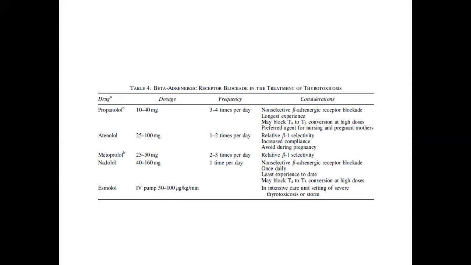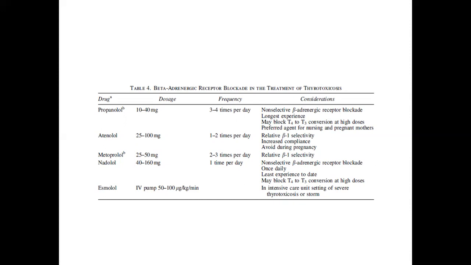The other agent is atenolol, and the dose range is between 25 to 100 mg. It is given 1 to 2 times per day. It has a relative beta-1 selectivity. There is increased compliance, and it should be avoided during pregnancy. Metoprolol, the dosage ranges between 25 to 50 mg. It is given 2 to 3 times per day and has a relative beta-1 selectivity.